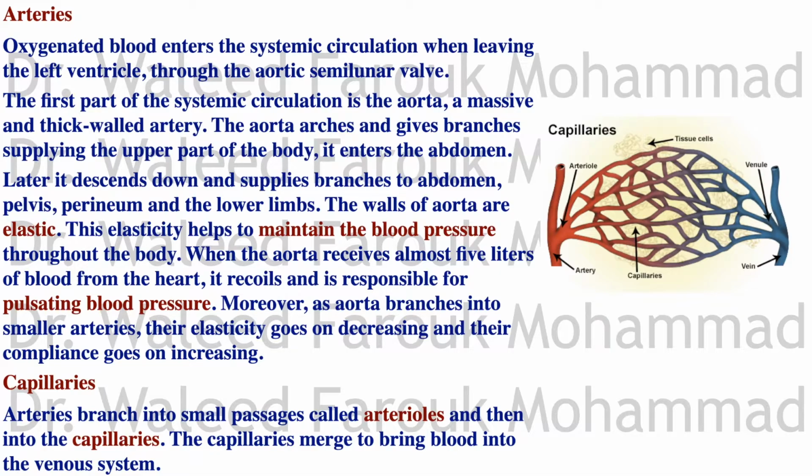The final branches of the arteries are the capillaries, at which the exchange occurs, and the arteries branch into smaller passages called the arterioles, and then the capillaries, and these capillaries merge to bring blood into the venous system through venules and then veins. See, artery, arteriole, capillaries, postcapillary venules, and then veins back to the heart.